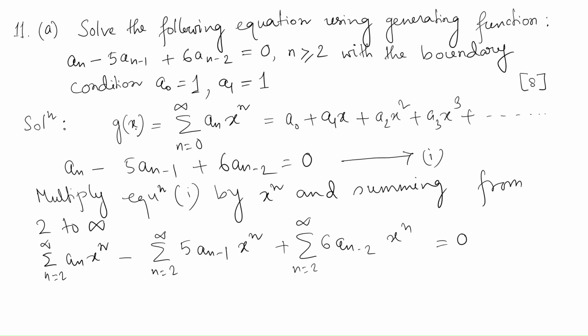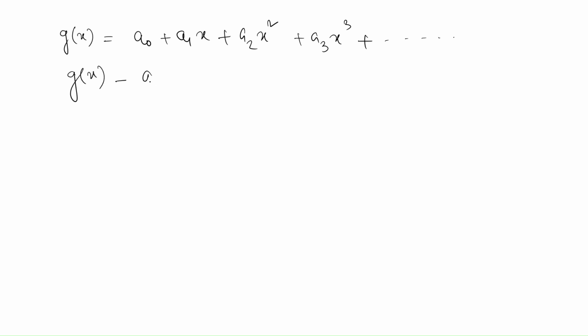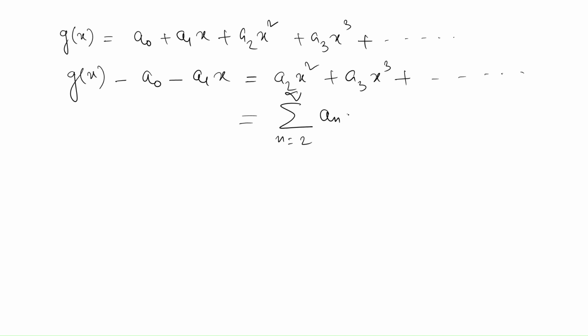Now you look here, let's write again. G(x) is a0 plus a1x plus a2x square plus a3x cube plus so on. Now we can write G(x) minus a0 minus a1x equals a2x square plus a3x cube plus so on. The right hand side can be written as summation n equals 2 to infinity a_n x^n.